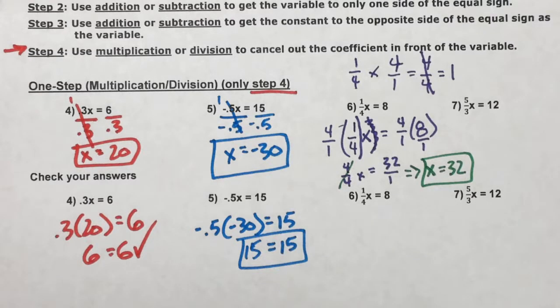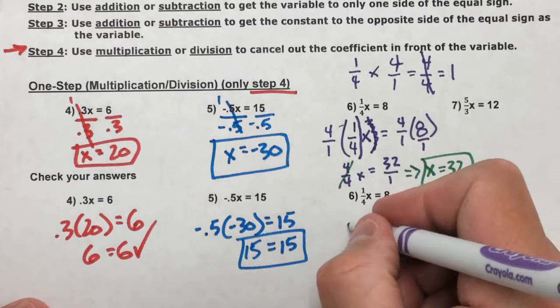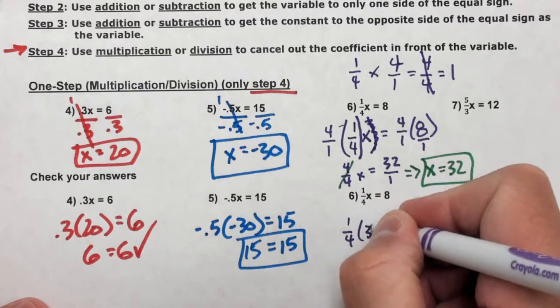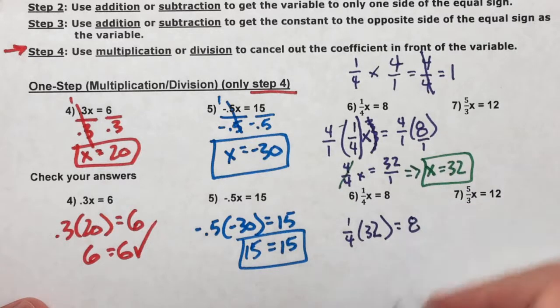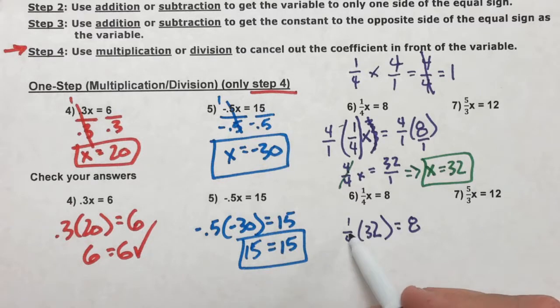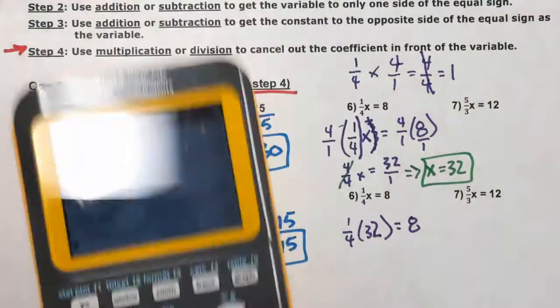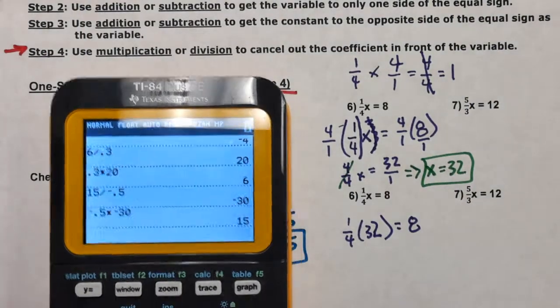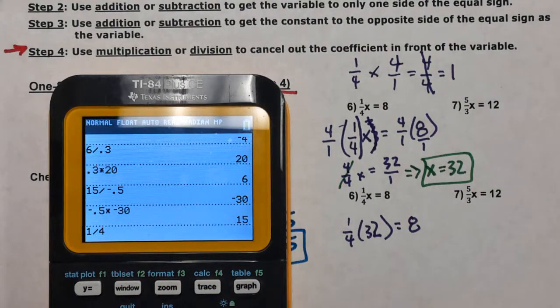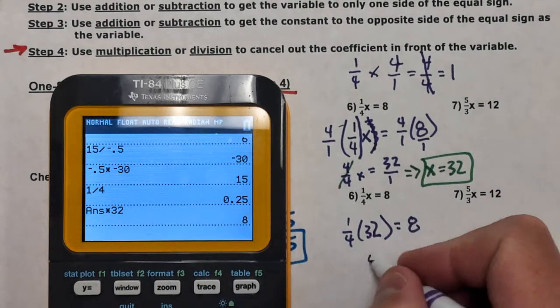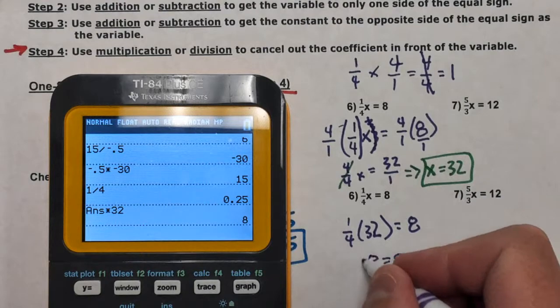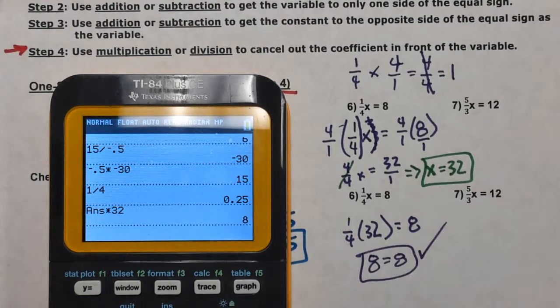So how do I check my answer here? Well, I'm going to take 1/4 times 32, and that should equal 8. And you can multiply this in your calculator or just do 1 over 4 times 32 over 1. Either way, you will see that it will balance out. I'm just going to do the calculator here to keep this simple. So 1 divided by 4 times 32. Does that equal 8? It does. So I have 8 equals 8. So that checks out, and so that's the right answer.